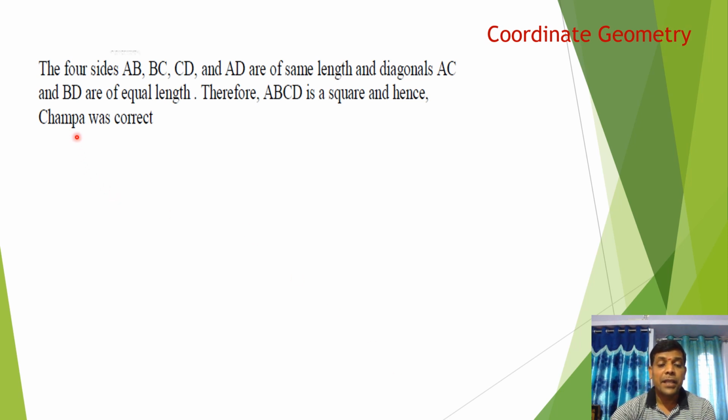The four sides AB, BC, CD and AD are of the same length and diagonals AC and BD are of the same length. Therefore, ABCD is a square, because in a quadrilateral, if the lengths of all sides are equal and diagonals are also equal, then the quadrilateral must be a square. This is the conclusion. So Champa was correct. Coming to the next question.